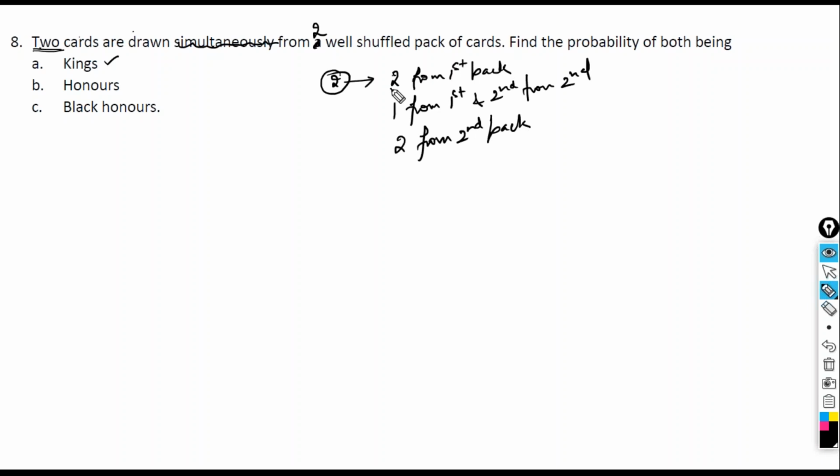So if you take out both the cards from first pack, we have already discussed the probability that it is 4C2 divided by 52C2. If I take out one of the card from first and second from second, in that case the probability is going to be 4 by 52 into 4 by 52. Likewise, if you take out both the cards from the second pack, again it is going to be 4C2 upon 52C2. Is it clear, everyone?